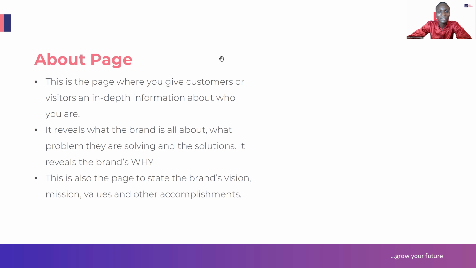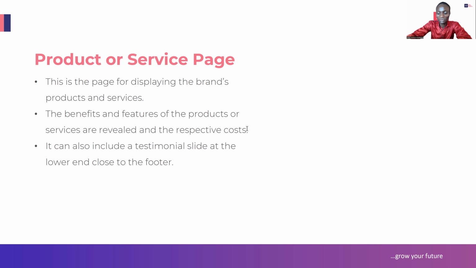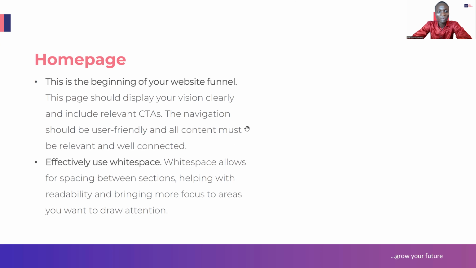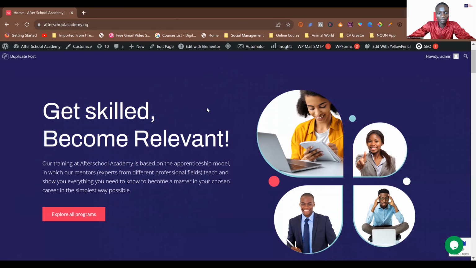Okay. Now someone asked me to explain the white space again, so let me quickly do that for us. I was saying that your white space allows for spacing between sections. Let me show that visually so that we can understand it. I will go back to our home page and use that to explain what I mean by white space.